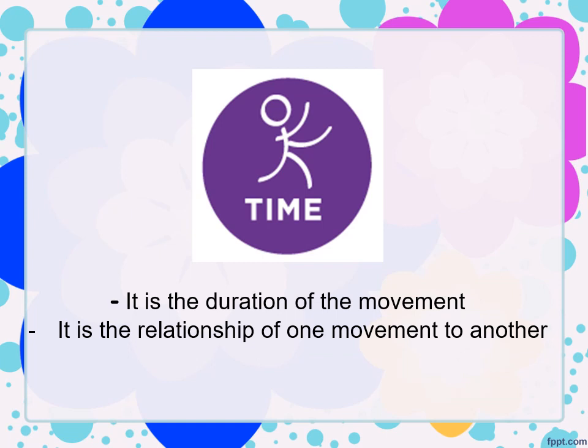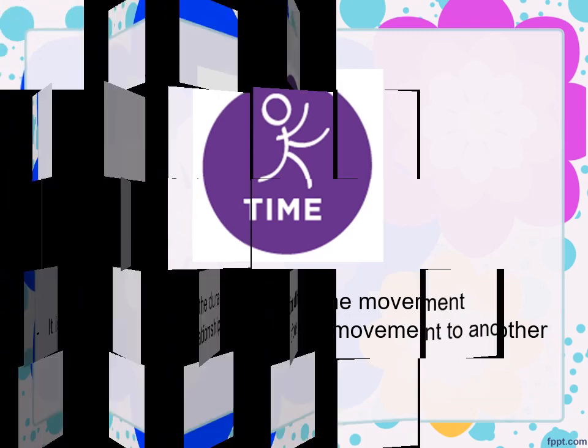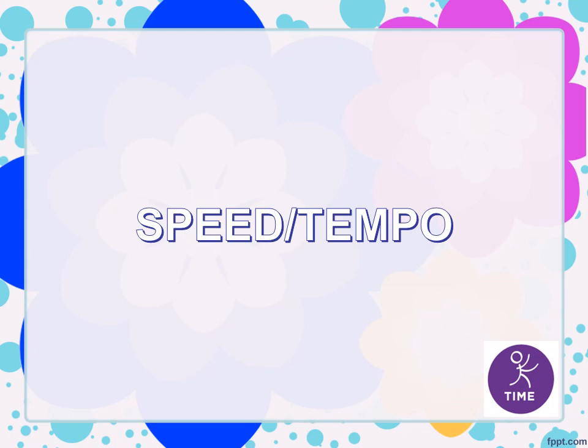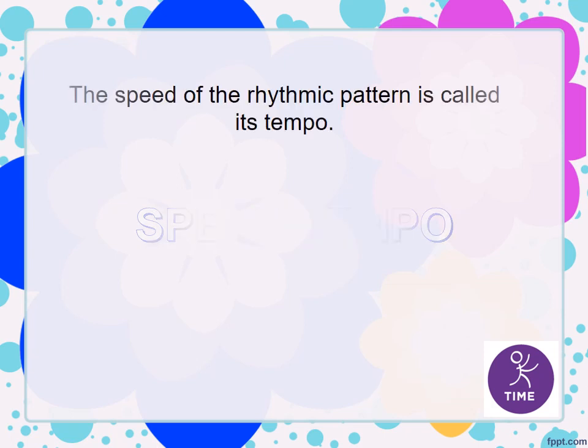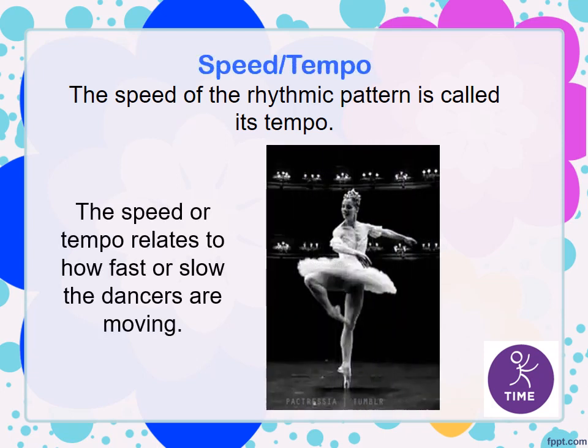A dance could have structured rhythm or pulse, but it could also be free-flowing and unpredictable. You can choose to have either a structured or free-flowing dance, or even mix it up and include both in your dance. Speed or tempo. The speed of the rhythmic pattern is called its tempo. The speed or tempo relates to how fast or slow the dancers are moving.